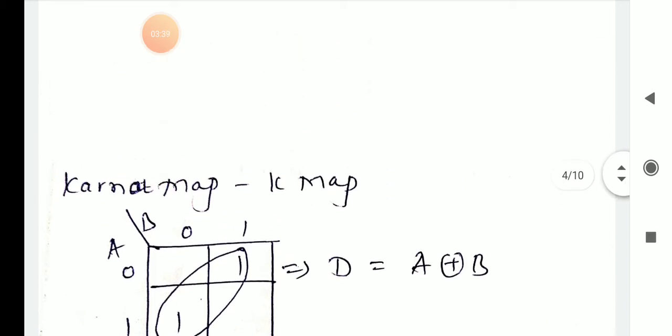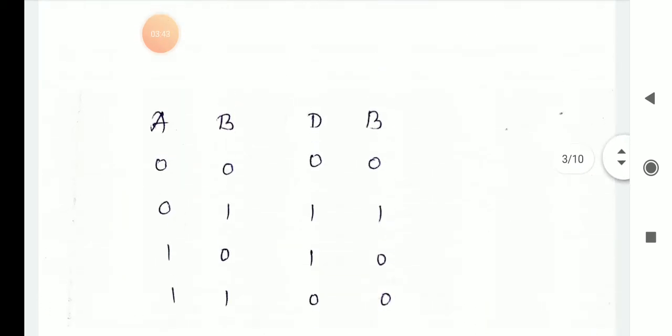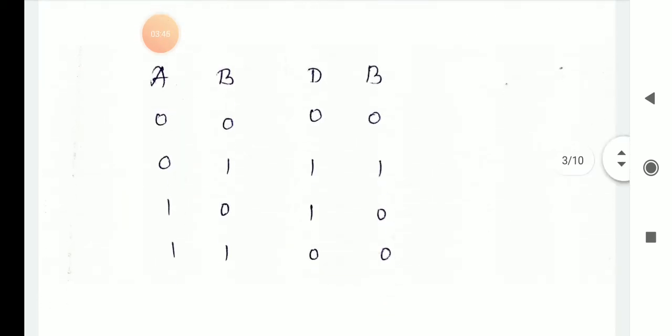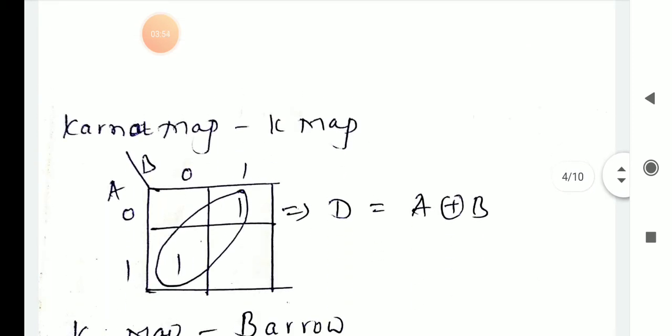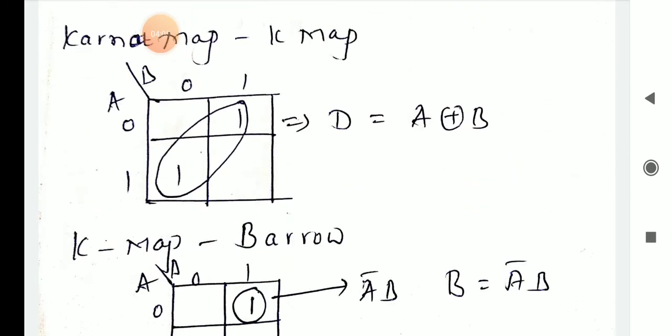How are you going to write it? First go to the table. To write the K map for difference, wherever 1 is there in that table, you have to note it. Where A is 0 and B is 1, difference is 1. So in the Karnaugh map, A is 0 and B is 1, so you write 1 there.